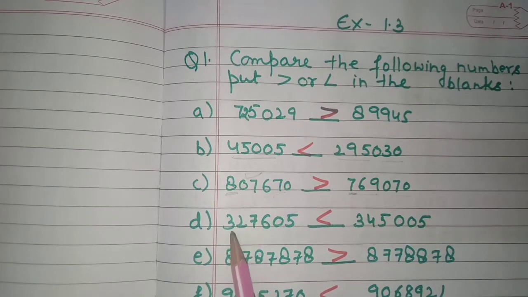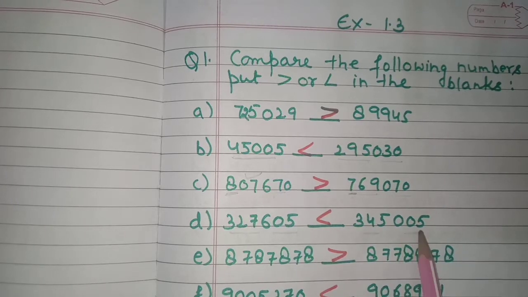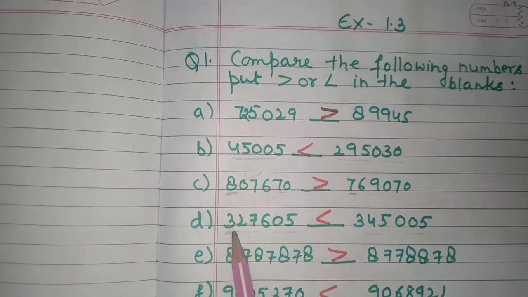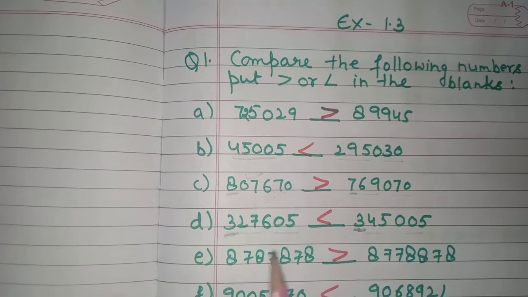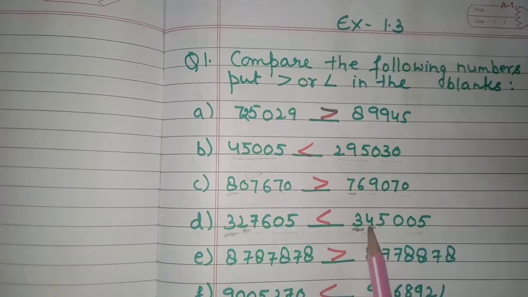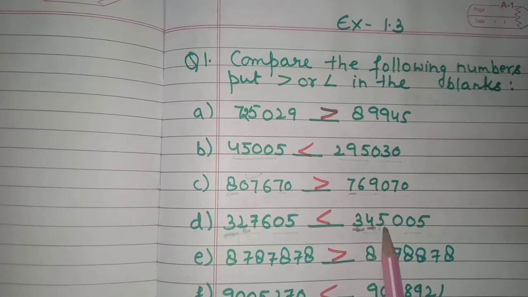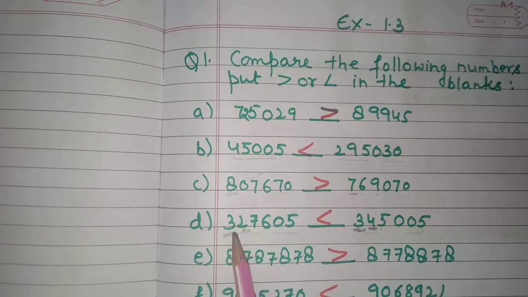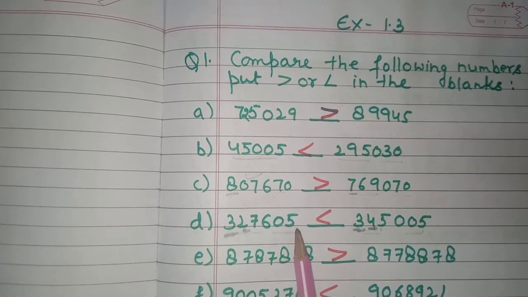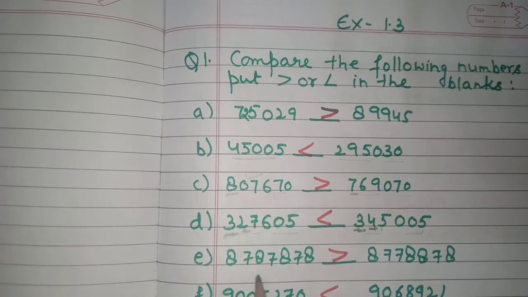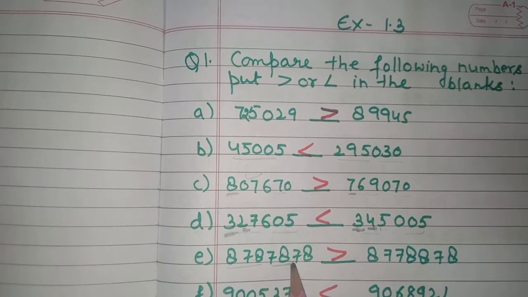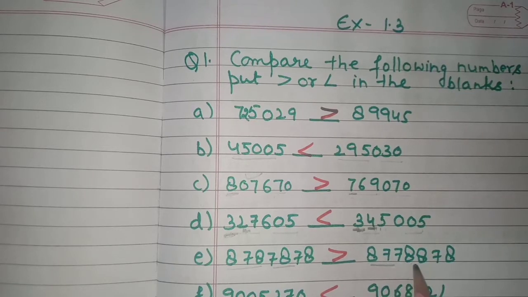Now next is, this number is having 6 digits and this is also having 6 digits. So the first digit in both the numbers is same. So we will compare the second one, and in the second number the second digit is greater. So obviously the second one is greater. It means 3,45,005 is greater than 3,27,605.